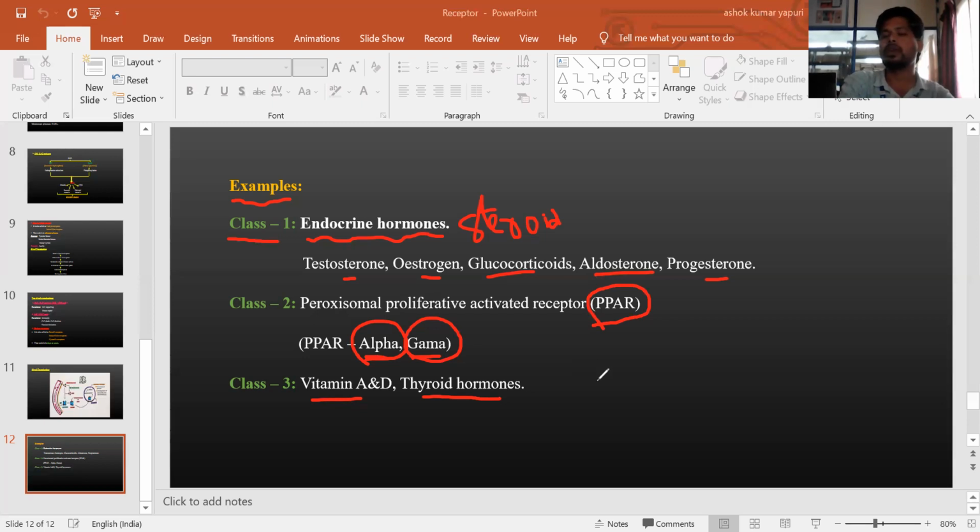Okay, so this is our total receptor pharmacology. This is part 4 regarding nuclear receptors and the remaining discussion of the remaining receptors. Please go through our previous videos, like parts 1, 2, 3 of receptor pharmacology.